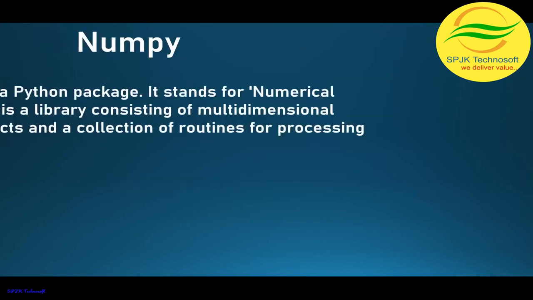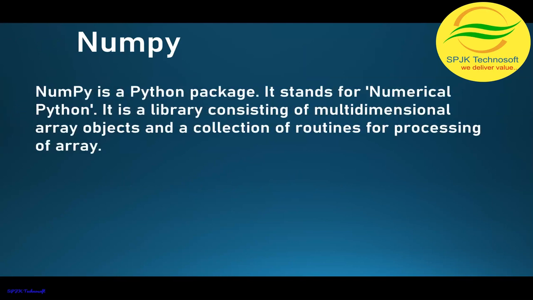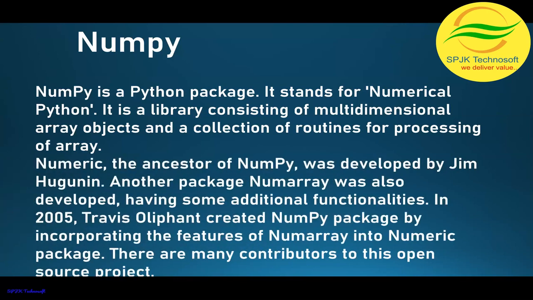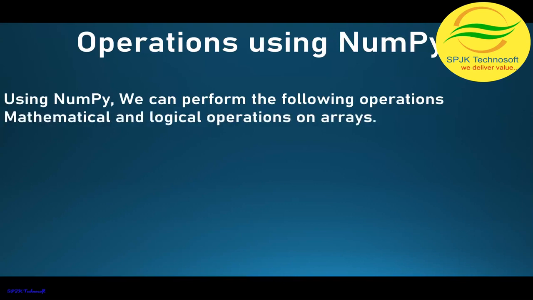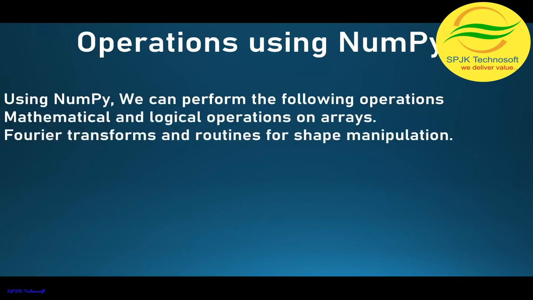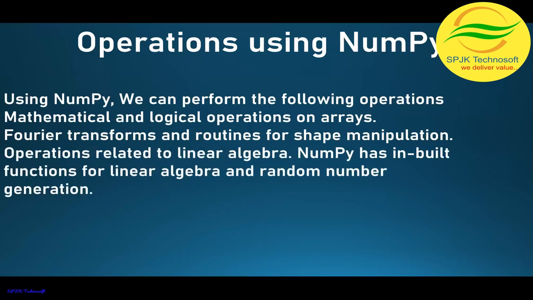By definition, NumPy is a Python package. As I mentioned, it stands for Numerical Python. It consists of all the multi-dimensional array objects. It was developed by Jim Hugunin, and Travis Oliphant created the NumPy package by incorporating the features of Numarray into the Numeric package. There are many contributions to this open source project. As I discussed, you can perform mathematical and logical operations, Fourier transformation, routines for shape manipulation, and operations related to linear algebra. NumPy has built-in functions for linear algebra and random number generation.